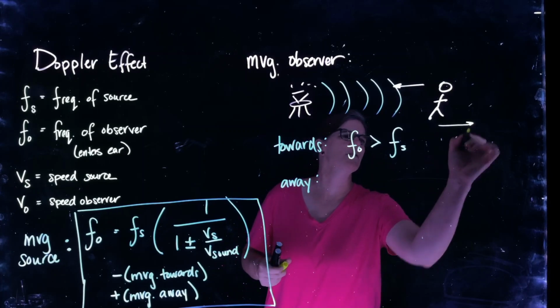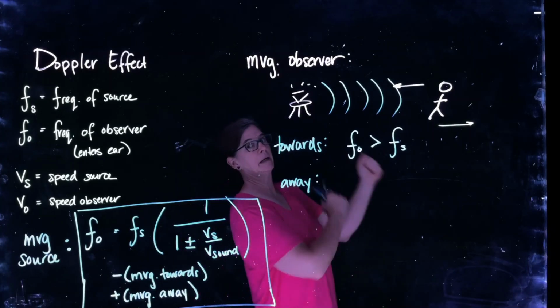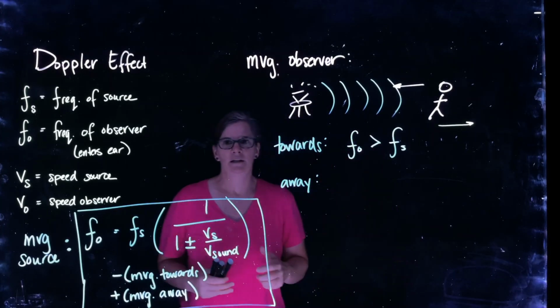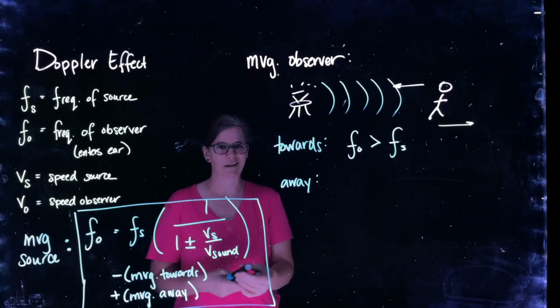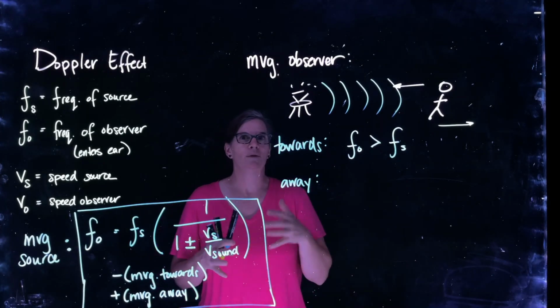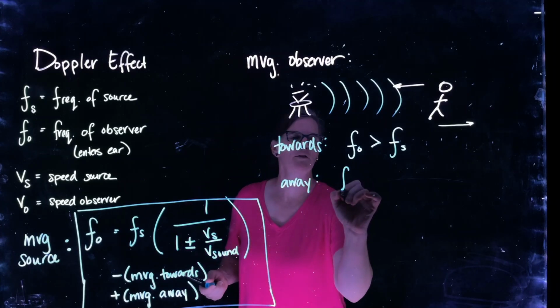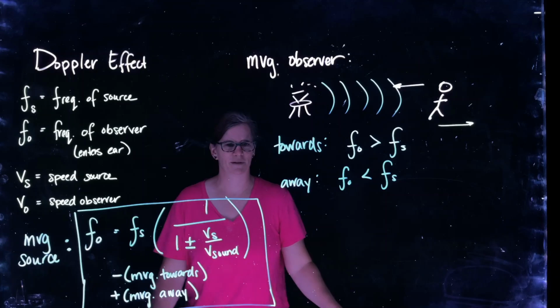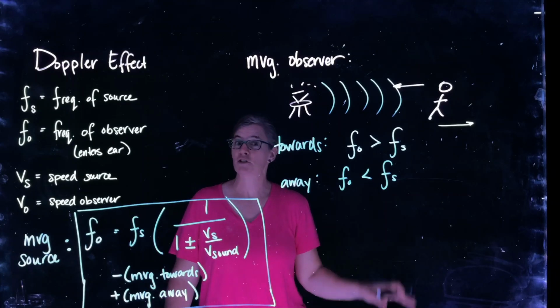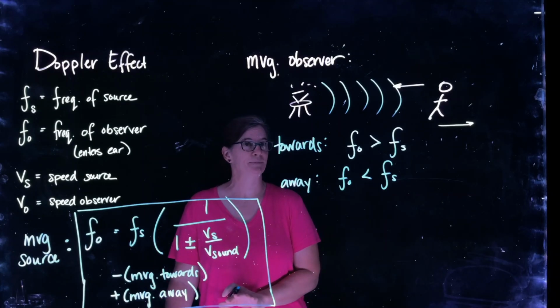As you're walking away from the source, instead of towards the source, then you're kind of like running away from those wavefronts. So the distance between when you experience them hitting your inner ear goes up. So less frequency, so the frequency of the observer is less than the frequency of the source. Right, so it's just the opposite.